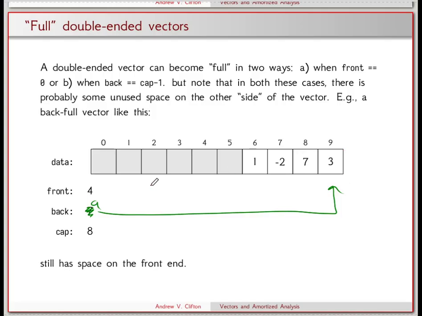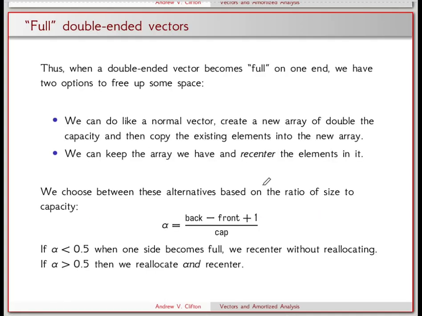But on the other hand, just like we saw with the queue structure, this is no longer full. Like in a normal vector, when back is up against the end, we're full and we have to allocate a new array. But here we have some available space that we could use. So when we become full on one end, either the back or the front, we have two different options that we could do here.